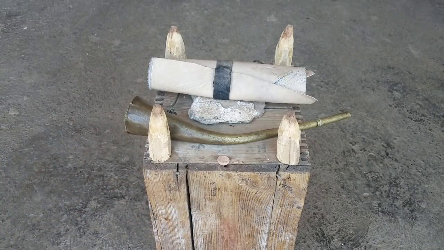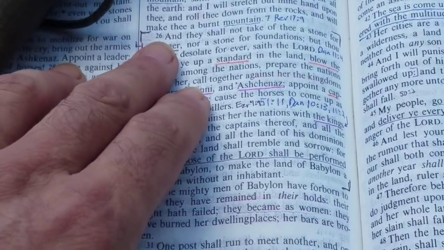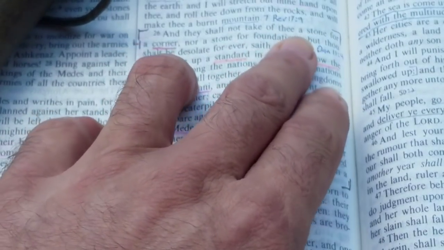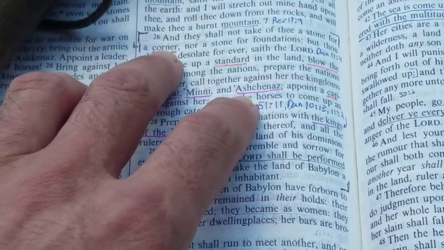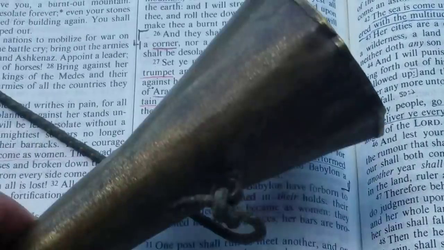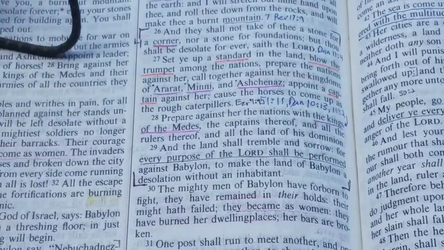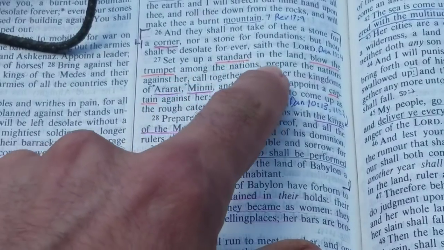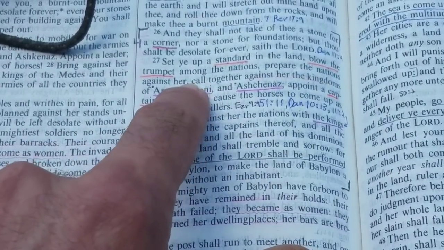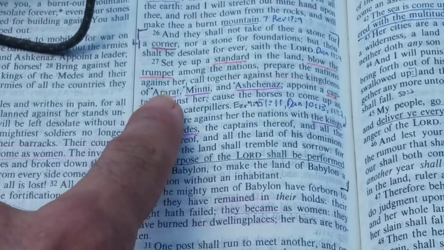Okay, let's look at the trumpet, and let's look at the 4 angels. The 4 angels must be in Jeremiah, right? And here they are, the 4 angels. We're in Jeremiah 51, and you can see verse 26, "And they shall not take from you a stone." Again, we have all this symbolism, guys. The stone. "Set up the standard. Blow the trumpet." This is the 6th trumpet army blowing the trumpet in Zion. "Blow the trumpet against the nations. Prepare the nations against her. Call against her." Who is this? Babylon.